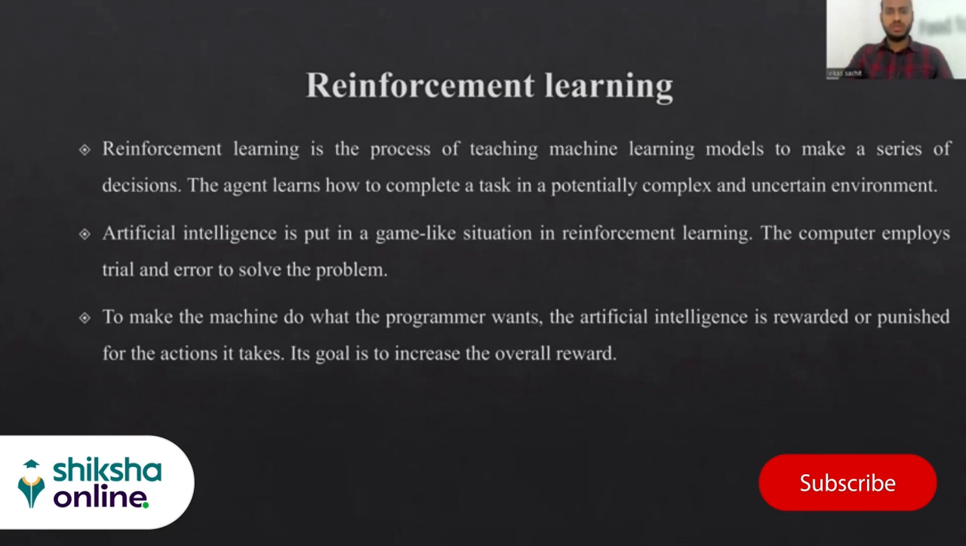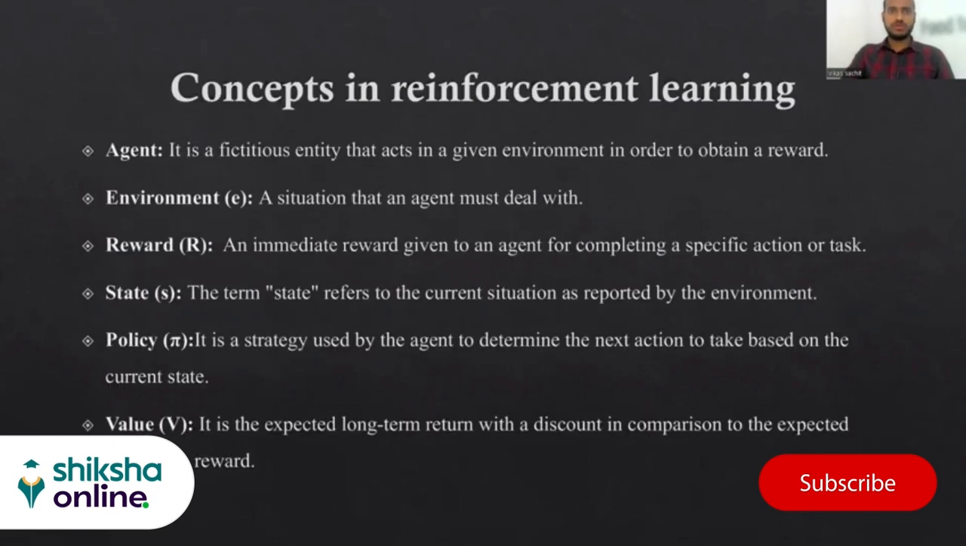Its goal is to increase the overall reward. That means whenever it gives a wrong prediction, it will be taken as a penalty, and if it makes a good prediction, it will be rewarded. So this is a continuous process, and at the end of the day, the goal is to increase the overall reward. That is the efficiency of the reinforcement learning model. This is about the basics of reinforcement learning.